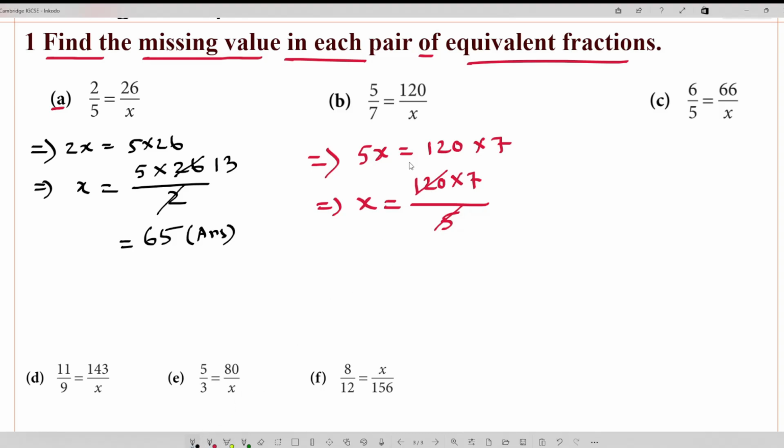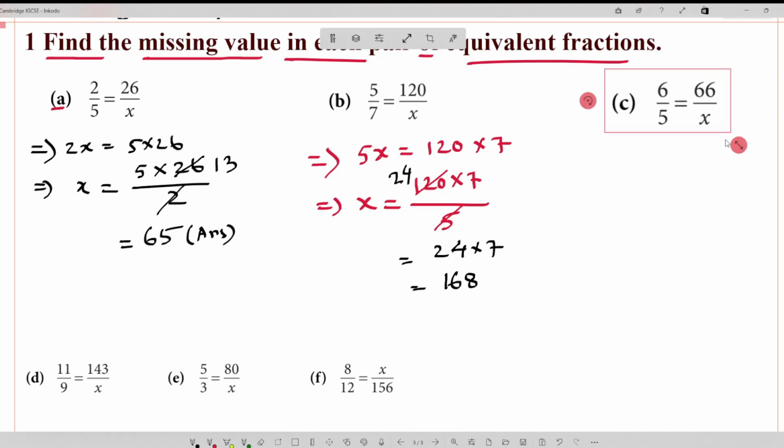So what will be the result? Here is 2. 2 times 5 means 10. So here is 4. So what will be the answer? 24 times 7. It means 7 times 4 is 28. 7 times 2 is 14. 14 plus 2 is 16. It means 168. So what about number C?